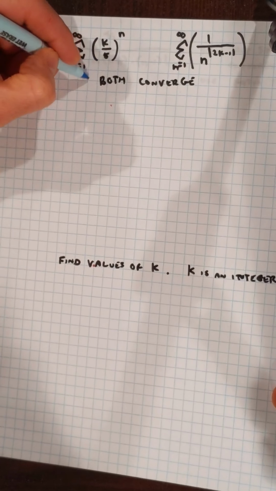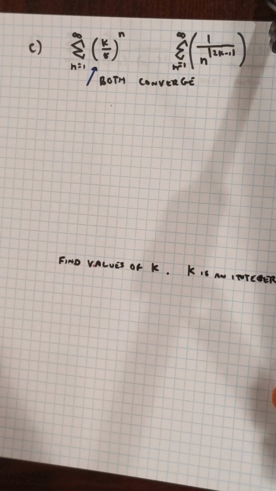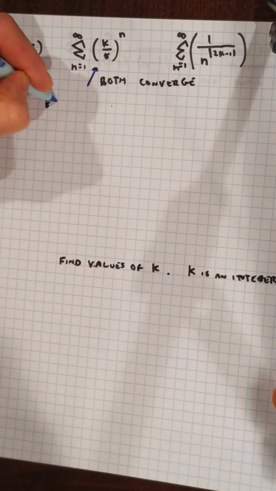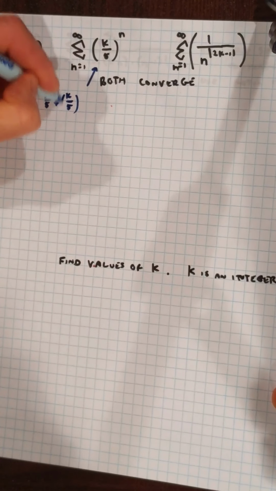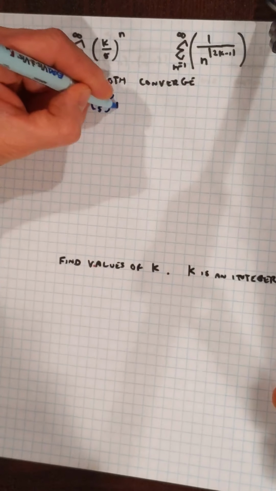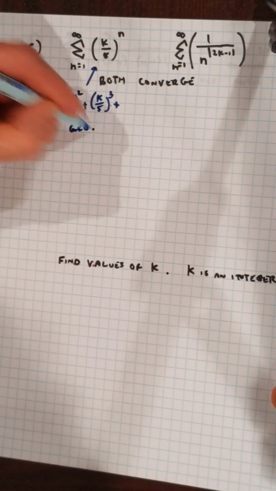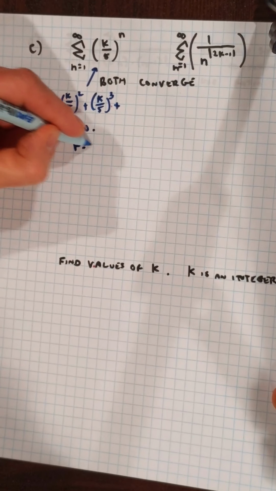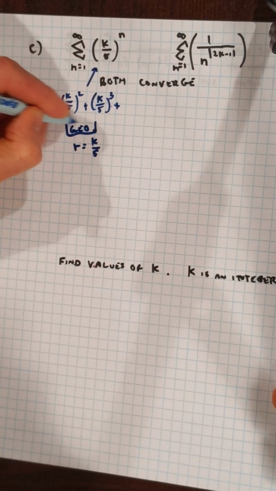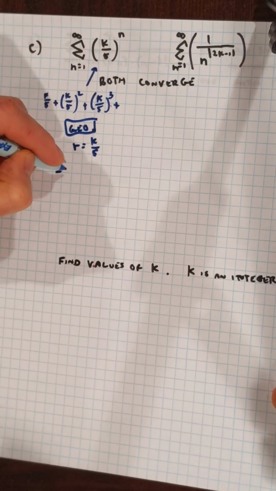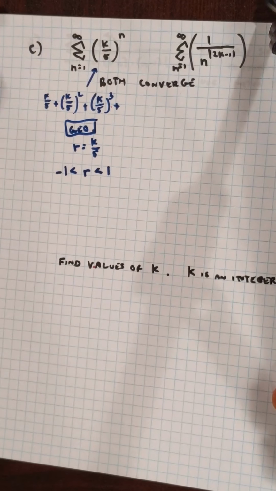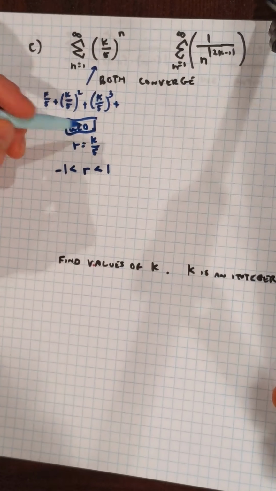If I look at this one, the first term is k over 5. The next term is k over 5 squared. The next term is k over 5 to the third. That's geometric, where my r is k over 5. And we know that if it's geometric, its interval of convergence has to be between negative 1 and 1. No exceptions. We don't have to worry about the endpoints here.